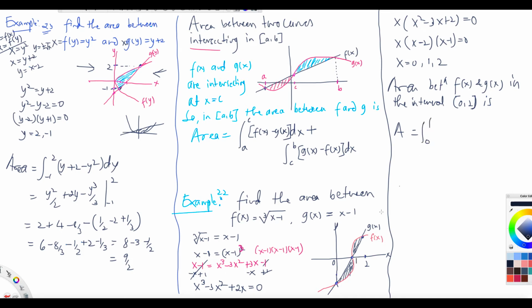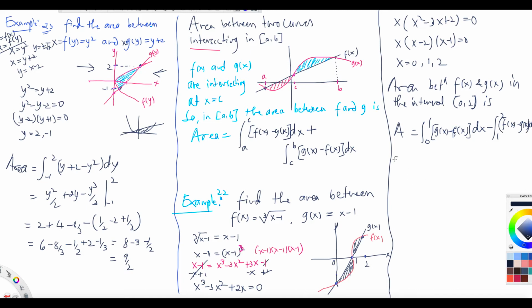So 0 to 1, which function is on the top? g(x) is on the top, right? g of x minus f of x dx, minus, now another piece is 1 to 2. In this piece, 1 to 2, the upper function is f(x), so you write f(x) minus g(x), and then dx is there. Okay, that's what you do.